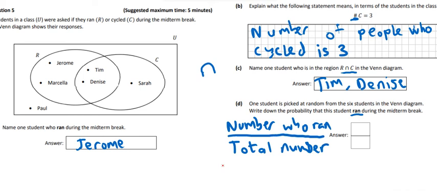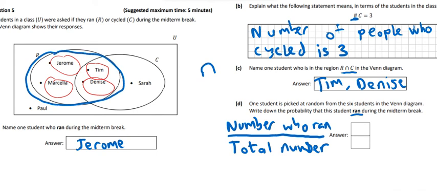So if I was to ask you, how many people ran? Well, Jerome ran, Marcella ran, but also Tim and Denise. So that'll be a common mistake here. People will write down 2 instead of 4 because they'll leave out Tim and Denise. But Tim and Denise are still within the ran circle. So everyone inside that circle ran.